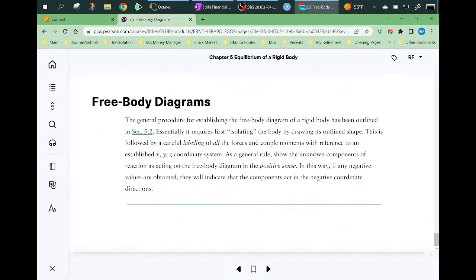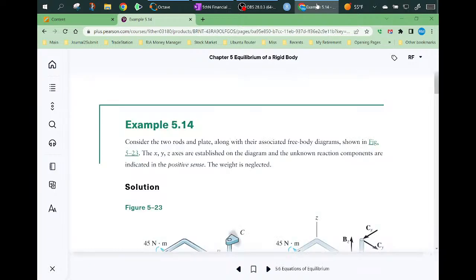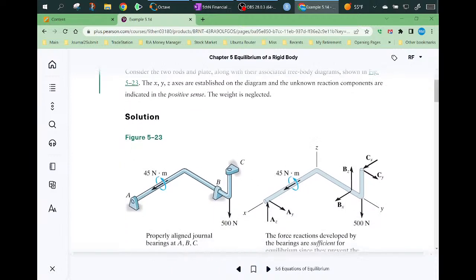Free body diagrams are essentially the same thing as before. You're essentially taking the supports away, and you're replacing it with the equivalent load. Here's a typical example.